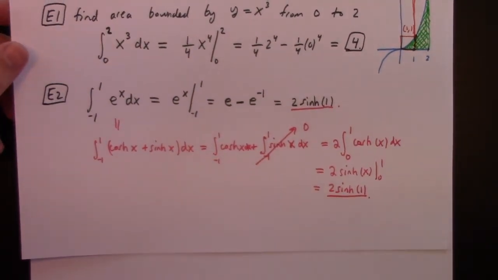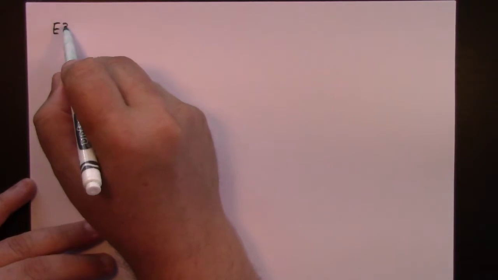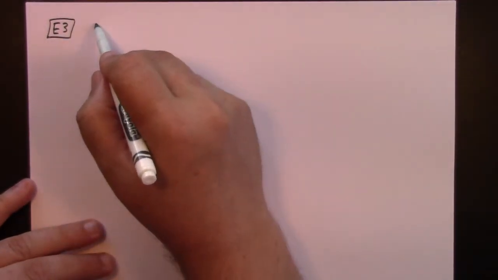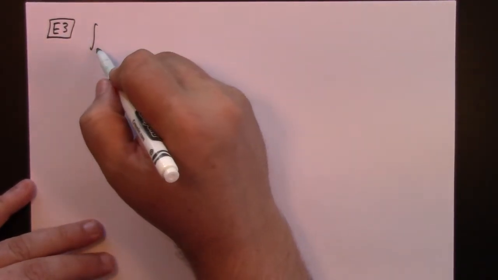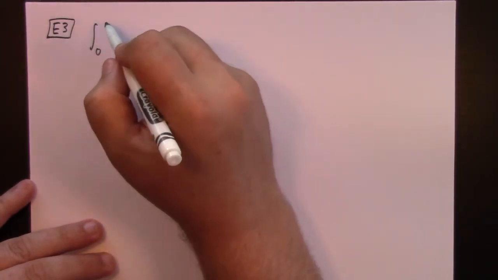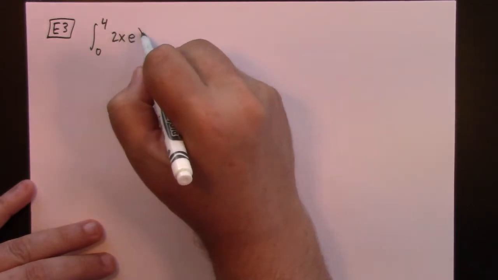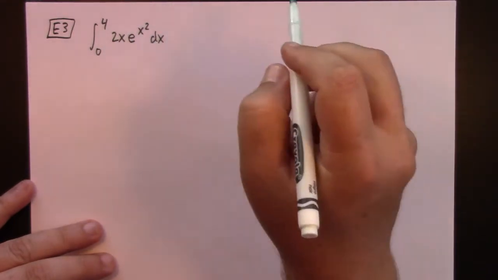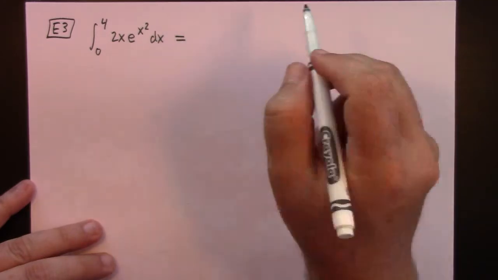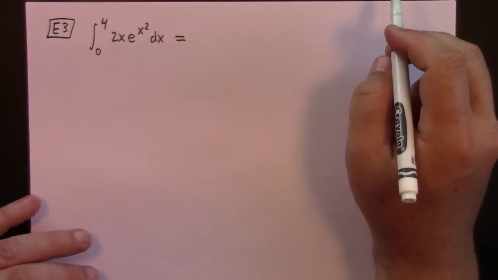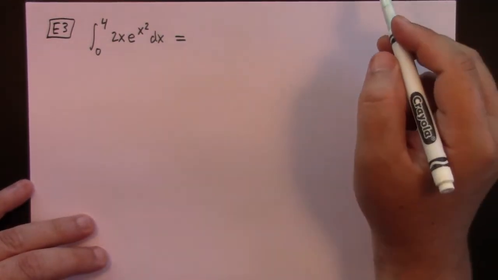Let's see here. Example 3. Suppose we want to integrate from 0 to 4 of 2x e to the x squared dx. All right. So this one, let's see here. So there are two different ways we can go.